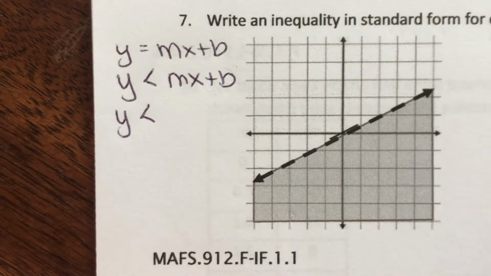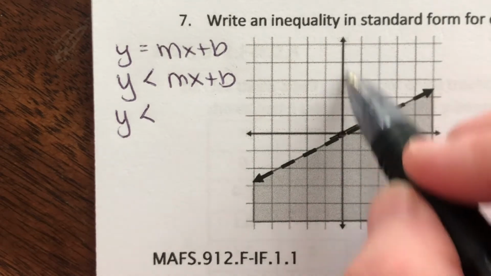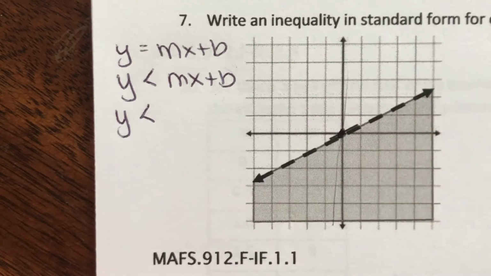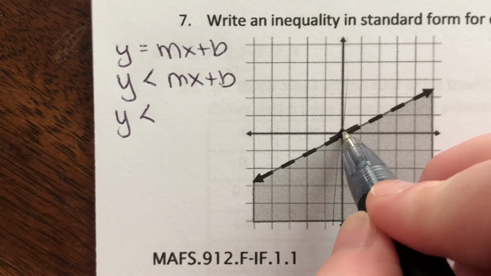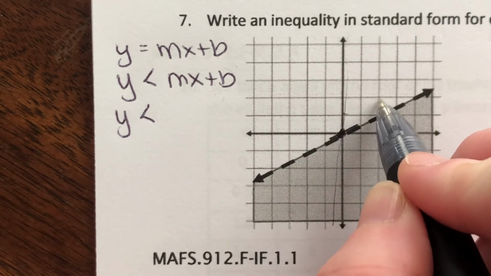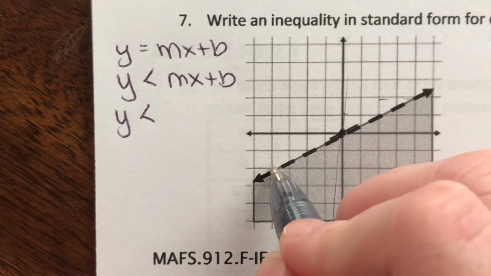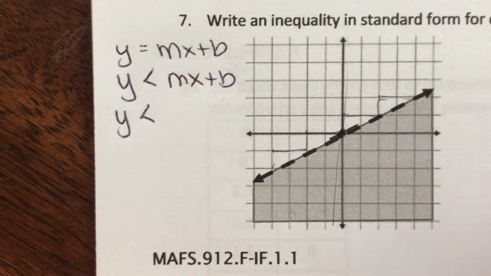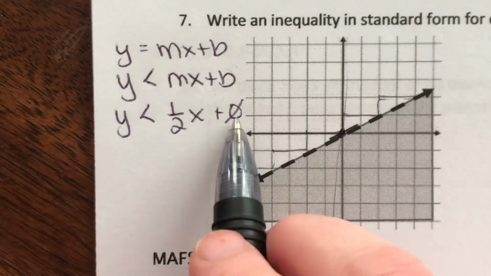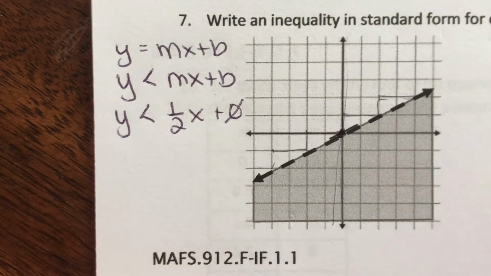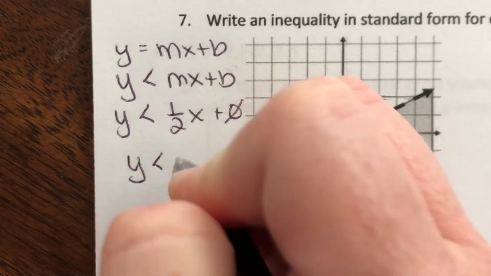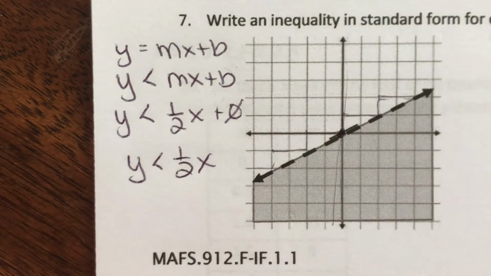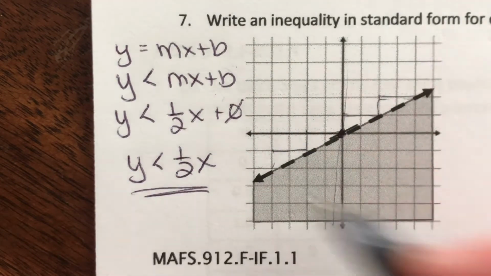So y is less than mx plus b. I go through on the y-axis, I go through 0. So b is just 0. And then my slope looks like it goes up 1 over 2. Up 1 over 2, up 1 over 2. Every time I go up 1 over 2, I land back on my line. So 1/2 x plus 0. 0 is my y-intercept, and I don't have to write plus 0, so it's just y is less than 1/2 x. Here's my inequality for this graph, okay?